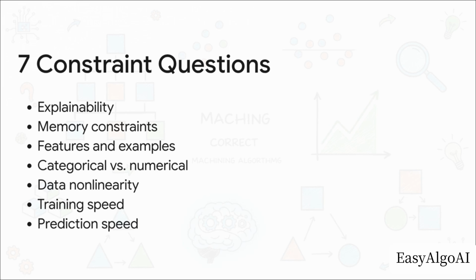Because of that, Burkov gives us these 7 specific constraint questions, and you should really think of these not as hurdles, but as this brilliant, rapid process of elimination. Every single time you answer one of these, you instantly cross a bunch of algorithms off your list, whittling it all down until you're left with your perfect match.